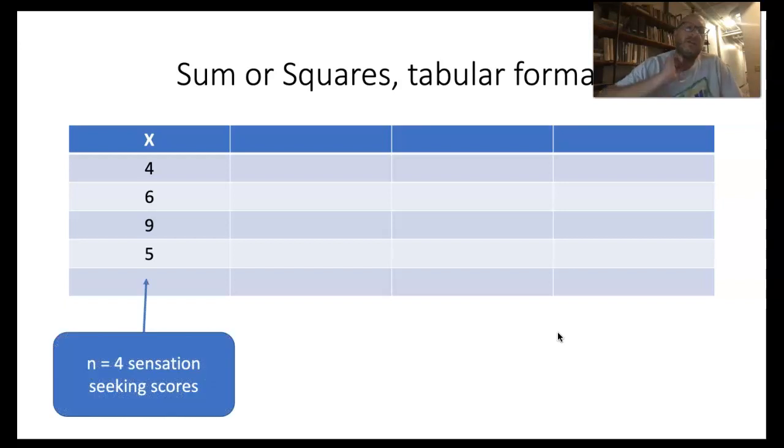So the first thing I want you to notice, though, is that this is a group of sensation-seeking scores. So in the classroom, we actually had people fill out sensation-seeking scales. That's like the extent to which you like thrill-seeking activities. And I got a group of numbers, and you can see here it's a pretty tight-knit group of numbers. So that's what we're dealing with. We're starting with a set of raw scores.